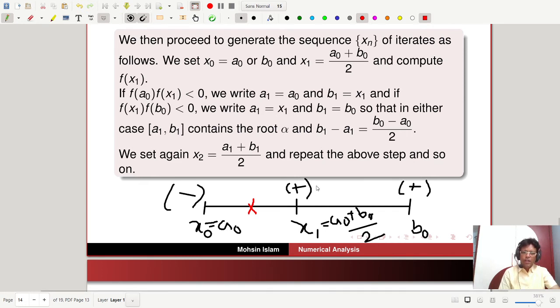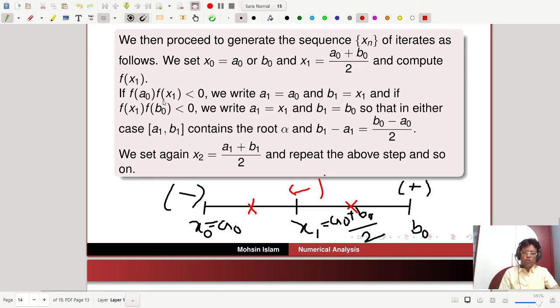If the functional value at x1 gives you a negative sign, then the root lies between x1 and b0. This is the root. Again, you have to find the midpoint of this new interval and do the same process. Repeat the above step. This is how the interval is reduced.